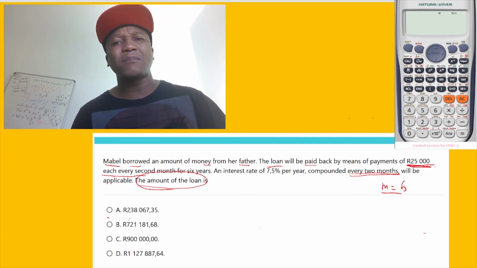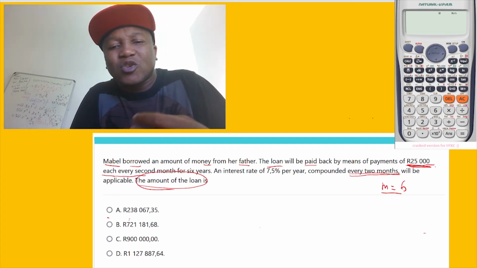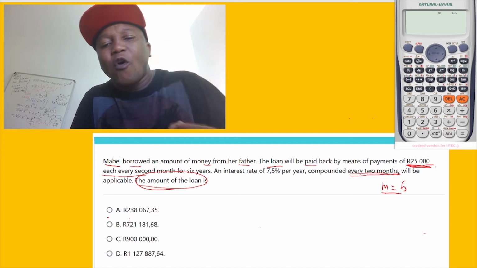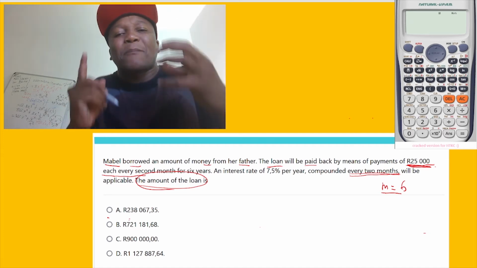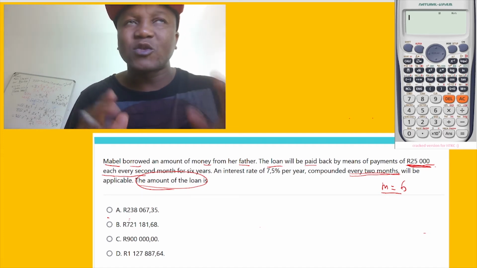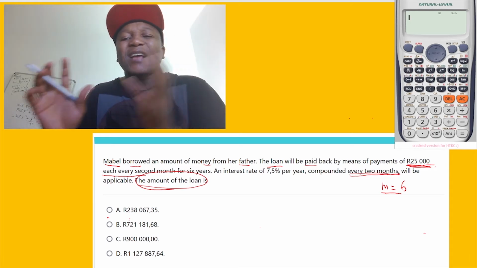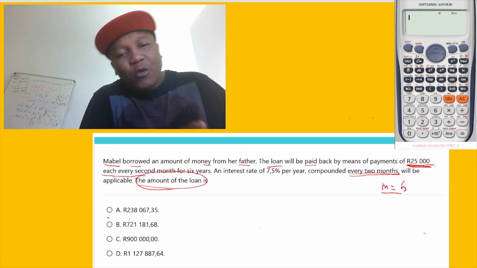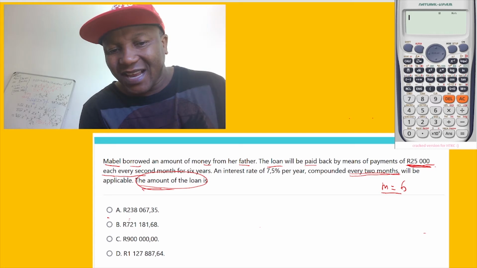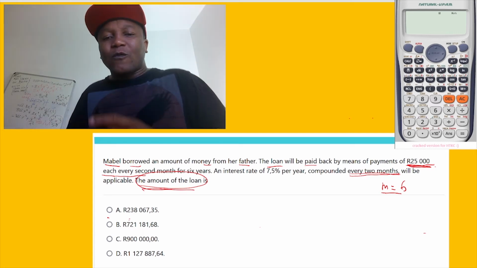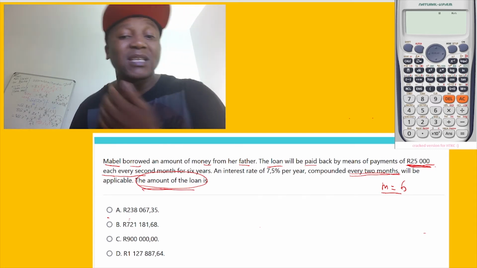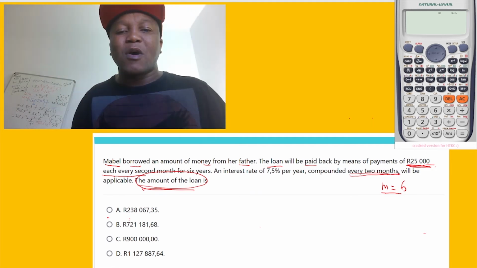Now they ask, what is the amount of the loan? What does that mean? It means the amount that Mabel is going to borrow from her father. It means we're looking for the present amount. Before, we were not sure whether it's a present amount or future amount, but this statement says how much she's going to loan from her father. Oh, so that tells us it's the present amount that we're looking for.